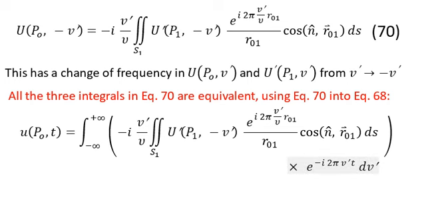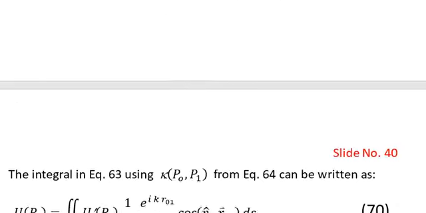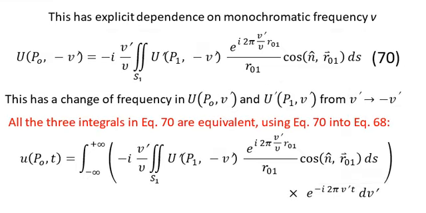So let's look at equation number 68 over here. We have written the same equation 68 now, but we have replaced the value of u of p naught comma minus nu prime, so that we can come up with an expression like this. So this is the expression that we are writing, u of p naught comma t from equation number 68, and on the right hand side we have the single integral from minus infinity to plus infinity over the variable d nu prime, and the middle term has been replaced by the term from equation number 70. That is, we have replaced u of p naught comma minus nu prime in this integral by the right hand side of the last step of integral number 70.